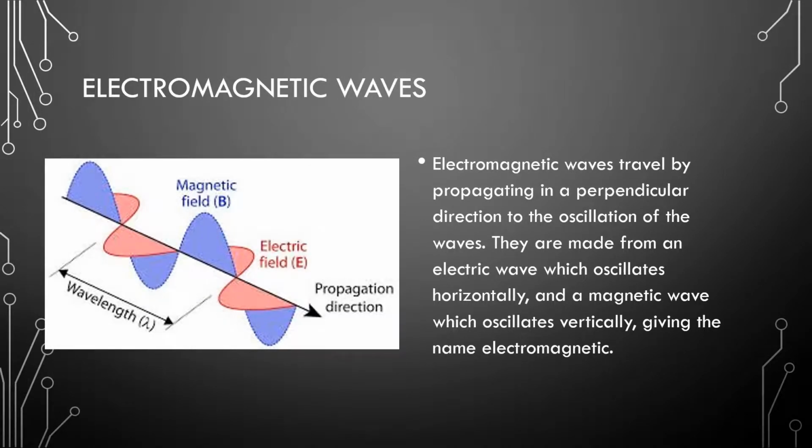First, let's start with some background information on X-rays, electromagnetic waves. Electromagnetic waves travel by propagating in a perpendicular direction to the oscillation of the waves. They are made from an electric wave, which oscillates horizontally, and a magnetic wave, which oscillates vertically, giving the name electromagnetic.